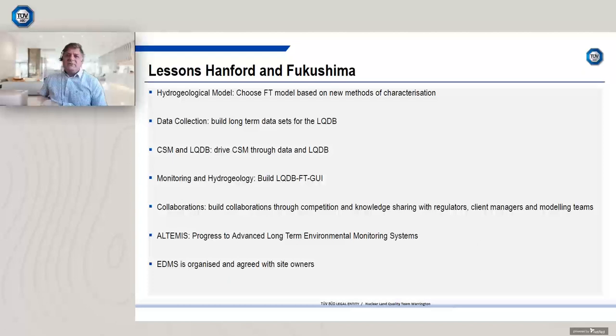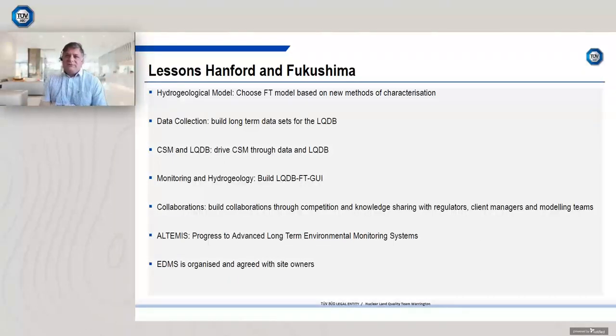The lessons that we can learn from Hanford and Fukushima are that in the area of the hydrogeological model, choose the flow and transport model based on new methods of characterization, which requires new thinking. For data collection, build long-term data sets for your land quality database, which means you must have a database engineer with you. On the conceptual site model and land quality database, the experience is that you must drive the conceptual site model through the data and the land quality database and not outside it.